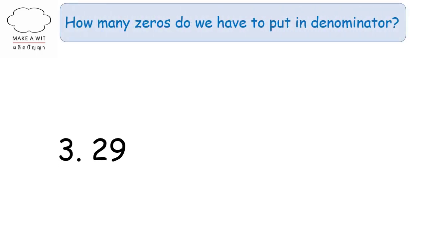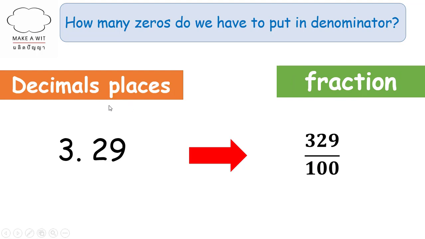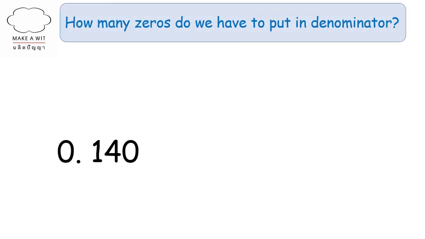Okay, and next, how about this one? How many zeros do we have to put in the denominator? There are 2 zeros. It equals 100. Okay, the first step, you write all the numbers first. Write 3, 2, and 9, and then over 100. 3.29 equals 329 over 100.